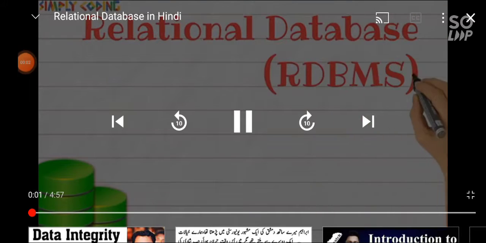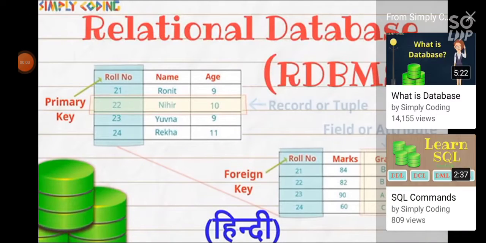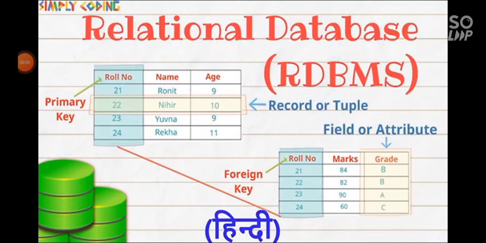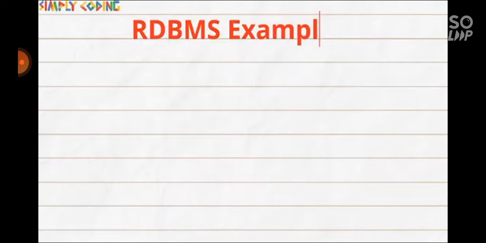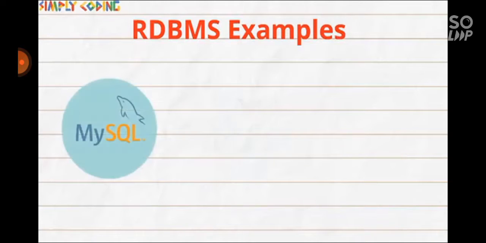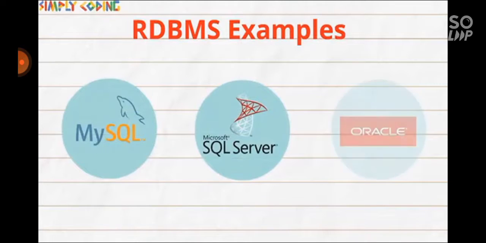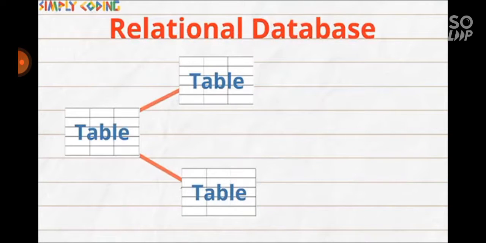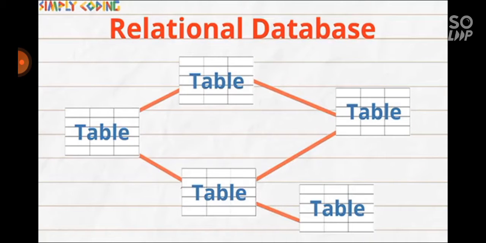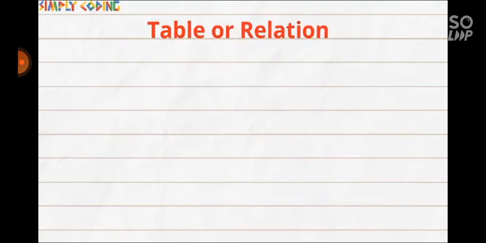Hello. In this video, we will talk about relational databases. In the market, there are different kinds of database servers like MySQL, SQL Server, Oracle. In a relational database, data is stored in the form of tables which are linked through some common fields. A table is also known as a relation.